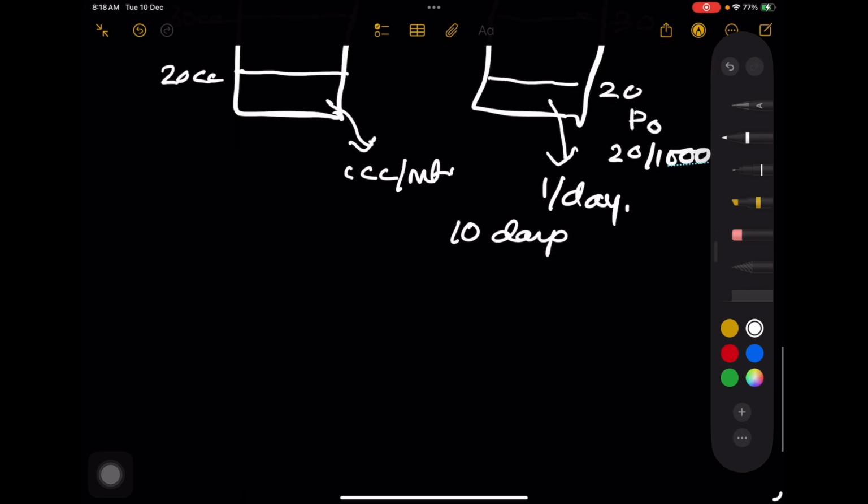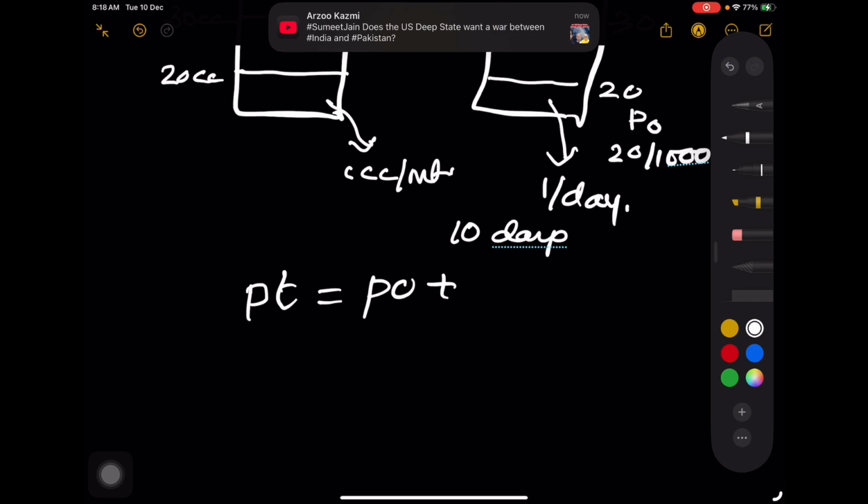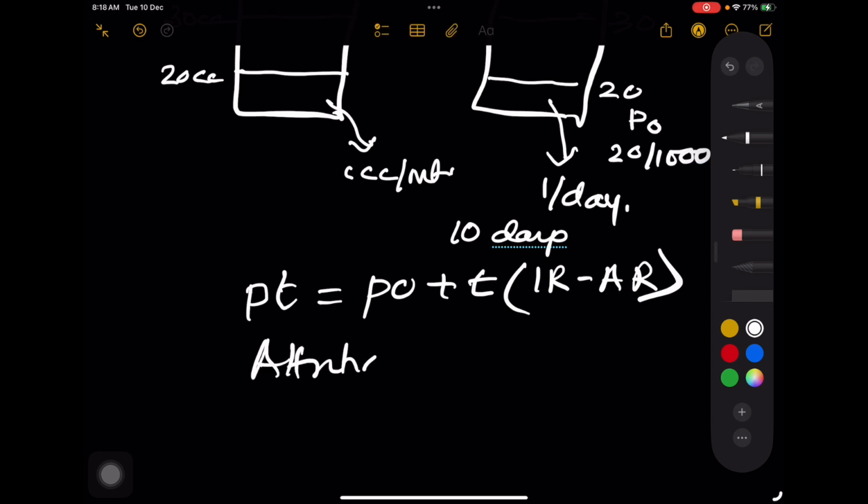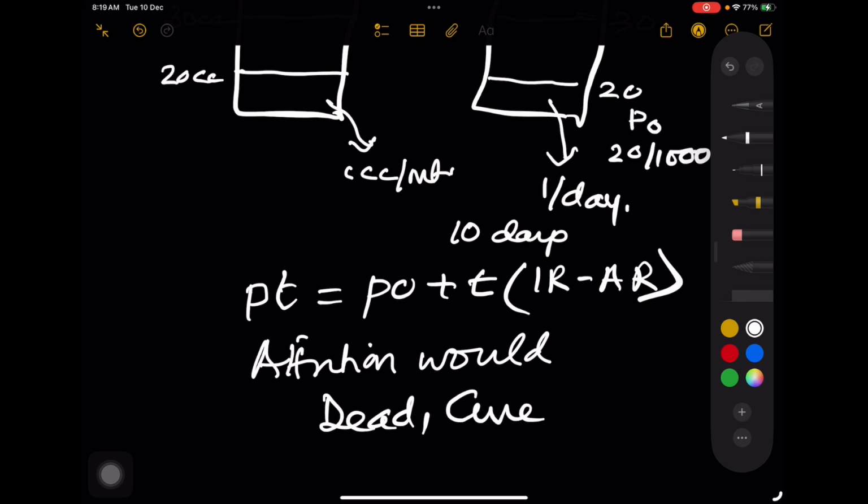We convert it into a formula. Prevalence at time t will be equal to prevalence at time 0 plus t into incidence rate minus attrition rate. Attrition would occur as a rate of death, cure, or loss to follow up.